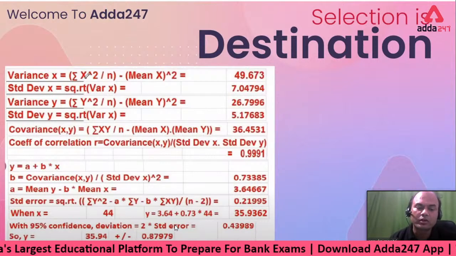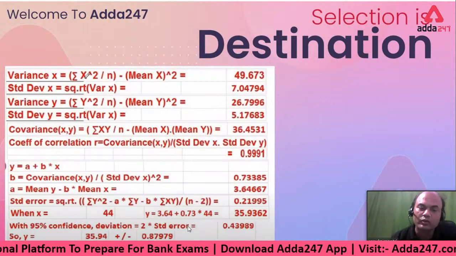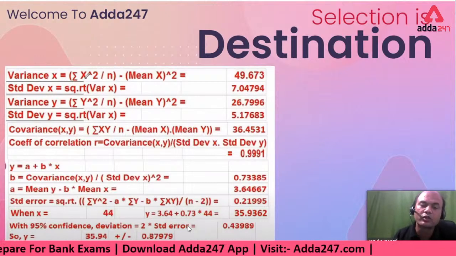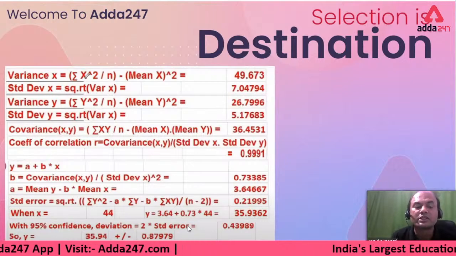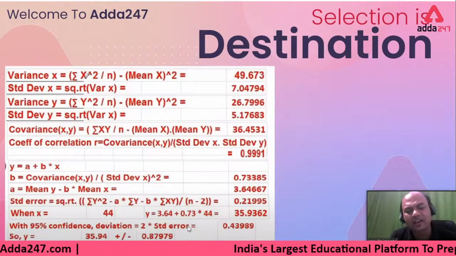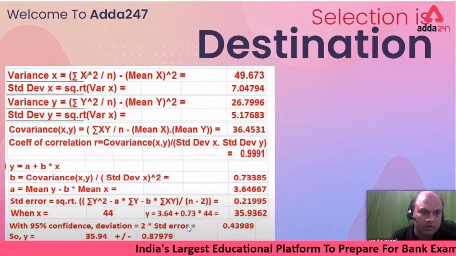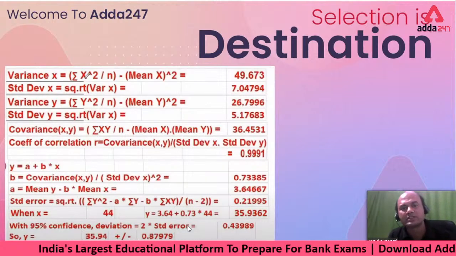So remember always, this 68, 95, 99 rule means, as I go, if I want more confidence, I'll have to take more standard error. So what is standard error now? Those who have followed my earlier lectures will definitely know what standard error is.